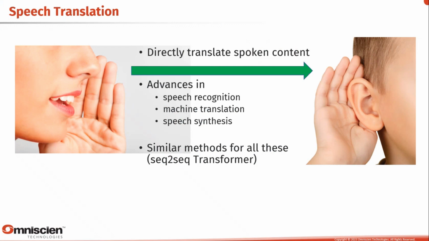So let me talk about speech translation in a bit more detail. The basic idea is that you want to talk in your language and it comes out in the voice of another language. That has become more and more possible due to advances in speech recognition, machine translation, and speech synthesis. Interestingly, all of these use very similar technologies. They all use sequence-to-sequence models, especially the transformer models. You can see text as a sequence of words and speech as a sequence of sound, so they're very similar in what they have to process.